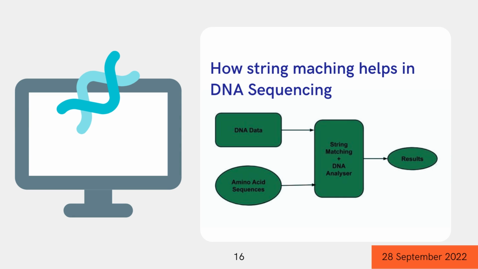And if we look at some application sectors more precisely, we can see how string matching helps in DNA sequencing. First of all, we get the DNA data and the amino acid sequence. Then we match that with the DNA data and amino acid sequence. If there is any match, we will get a result, and thus DNA sequencing works.